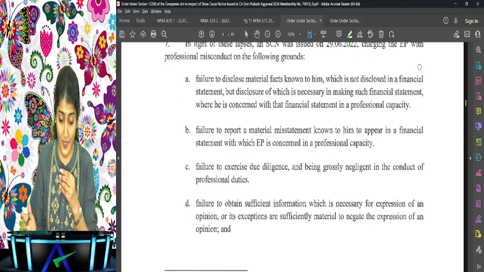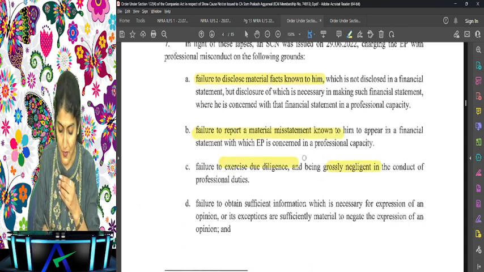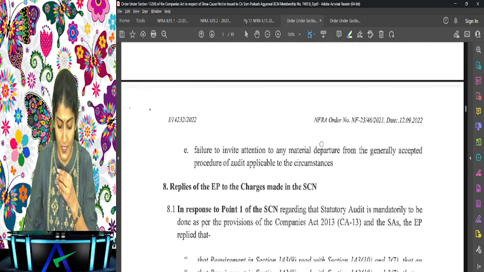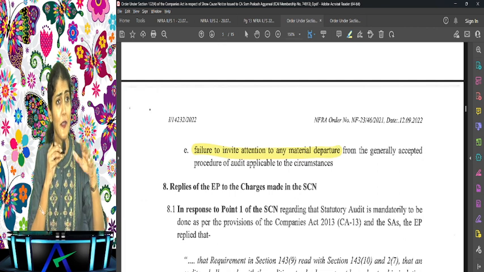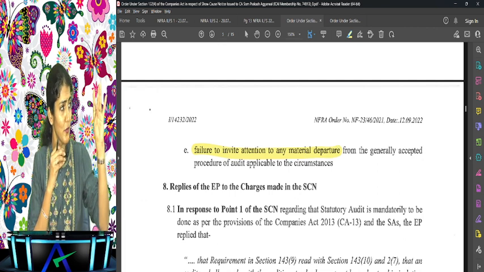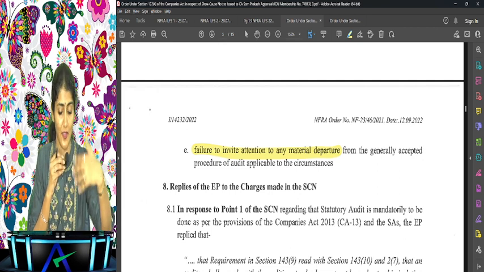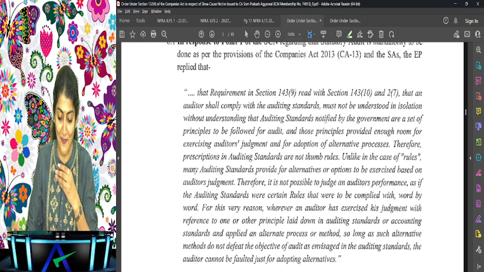Now, what does it say? Fails to disclose a material fact, fails to report a material misstatement, does not exercise due diligence or is grossly negligent, fails to obtain sufficient information, fails to invite attention. These five are best friends. They keep on roaming together: 512, 612, 712, 812, 912. Those who understand, okay. Don't understand, let's read ahead. Okay, right. Yes. Then 143(9).